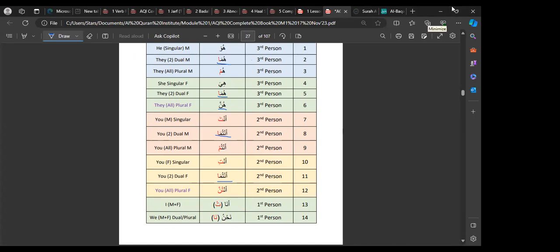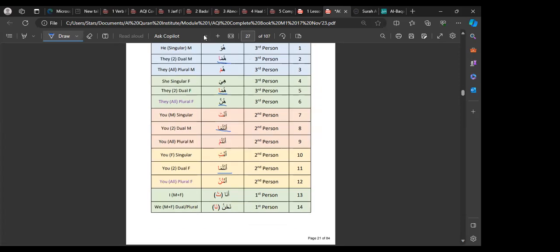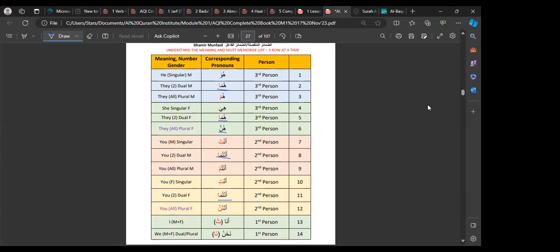So I will give you 1 more minute to memorize this list, and then I will pick 4 or 5 people to go through it, inshallah. Huwa humma hum, hiya humma hunna, anta antuma antum, anti antuma antunna, ana nahnu.